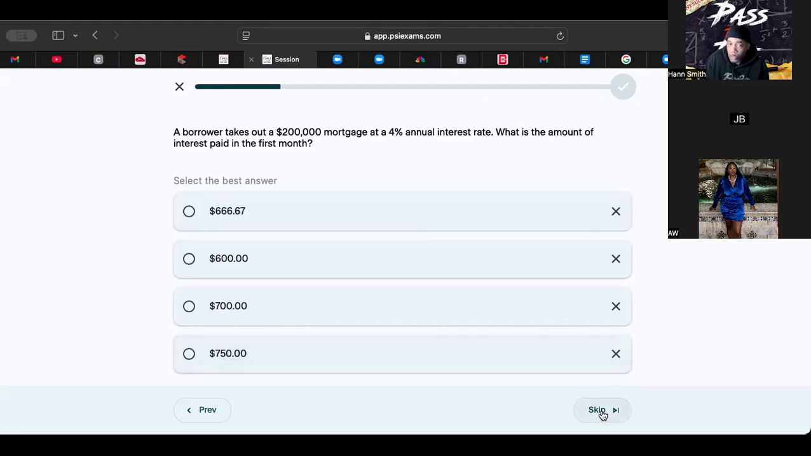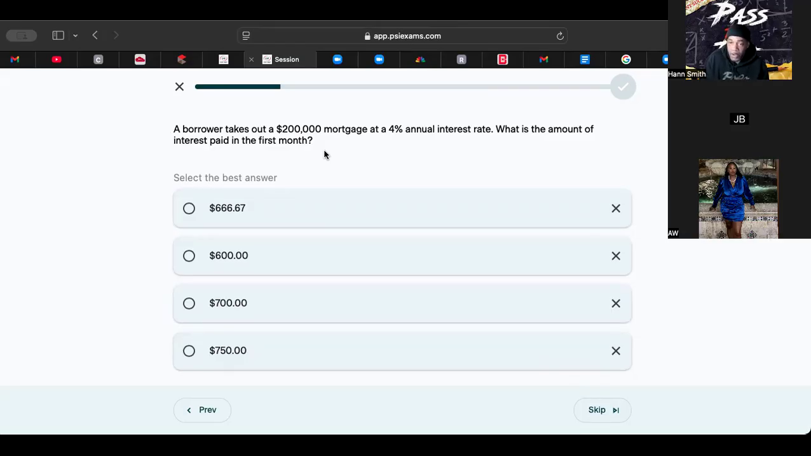Here's what I wanted to show you. This question right here. Same math. A borrower takes out a $200,000 mortgage at a 4% interest rate. What is the amount of interest for the first month? Here's the thing. I'm going to figure this out. What's 4% of 200,000? It's 8,000. So 4 times 2, that's the easiest way to do it. 4 times 2 is 8,000, right?